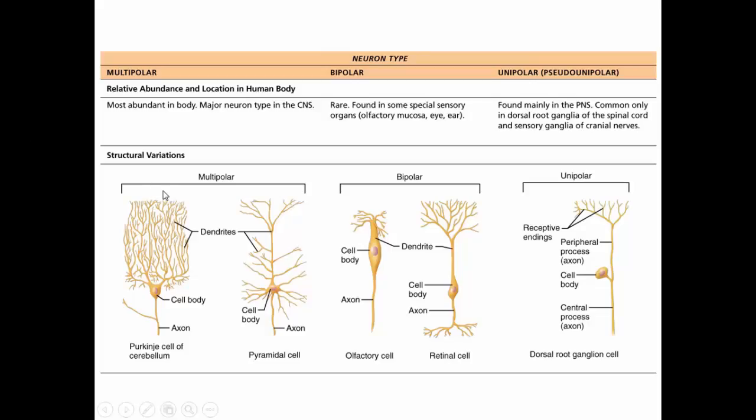Here we see some of the different types of neurons. The multipolar with several dendrites but only one axon, the bipolar with one dendrite, one axon, and that unipolar. It looks like the axon and dendrite are fused. They probably really aren't, but we still have one axon and one dendrite.